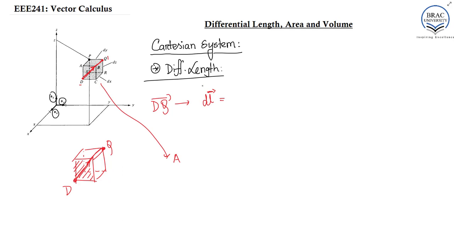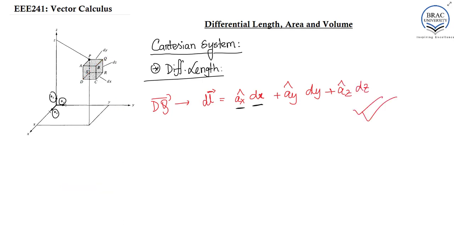And in the Cartesian system, the notation will be like this: ax dx is the component of dl along ax, ay dy is the component of dl in the direction of ay, and az dz. All right. And later in this course, for different calculations, you will need this expression.